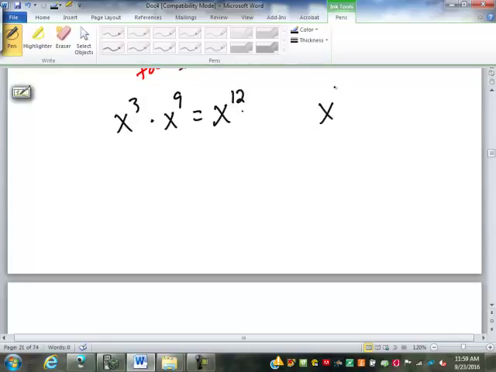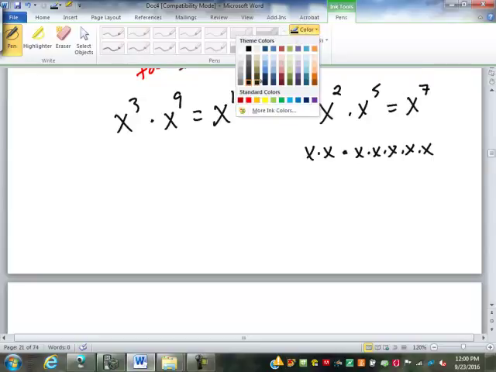If I had x to the second times x to the fifth, remember x to the second is 2 x's multiplied together. x to the fifth is 5 x's multiplied together. If I'm multiplying them all together, I now have 7 x's multiplied together. So when I'm multiplying, I add the powers.